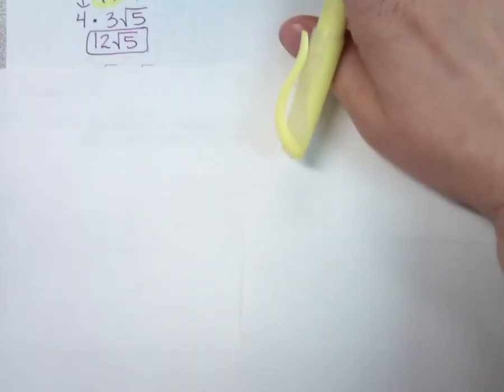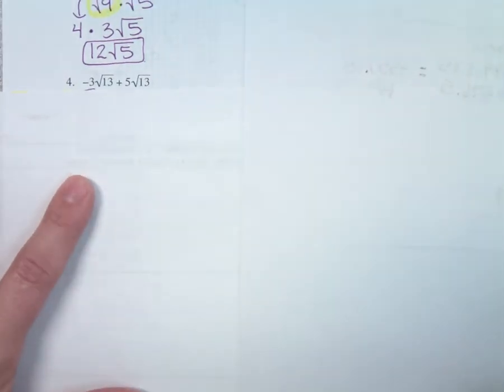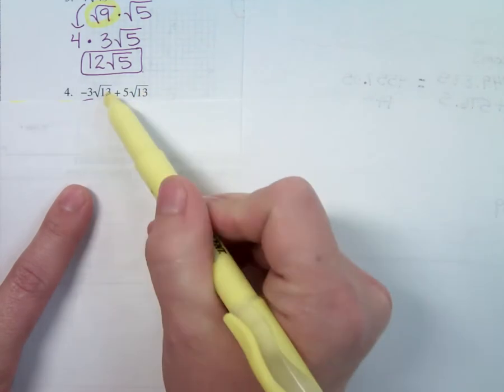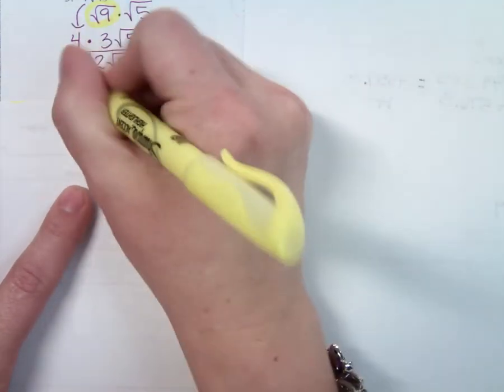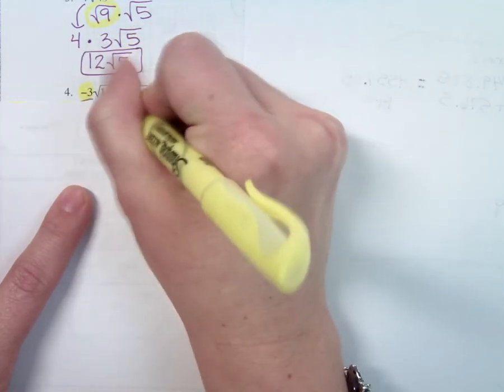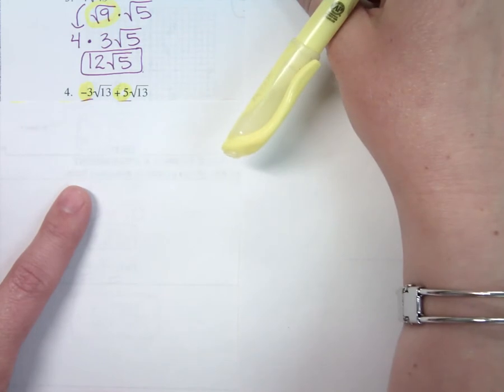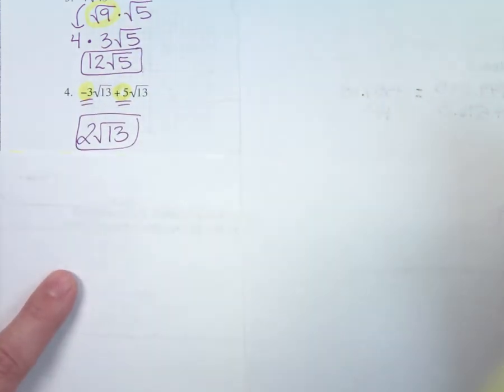Okay, number 4. I'm trying to add here. So in order to add, you have to have the same number under the radical. And as long as you do have the same number underneath, the only thing you'll actually add are the outside numbers. And negative 3 plus 5 is 2. And then the square root of 13 just recopies.